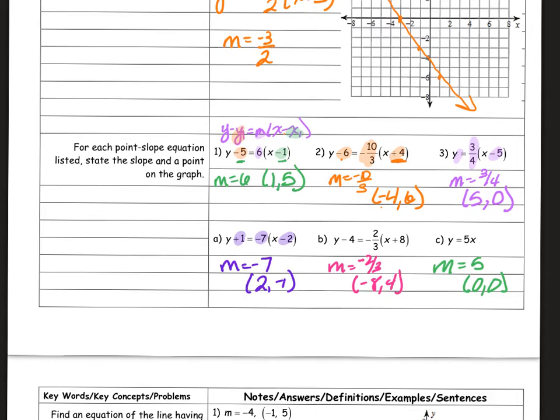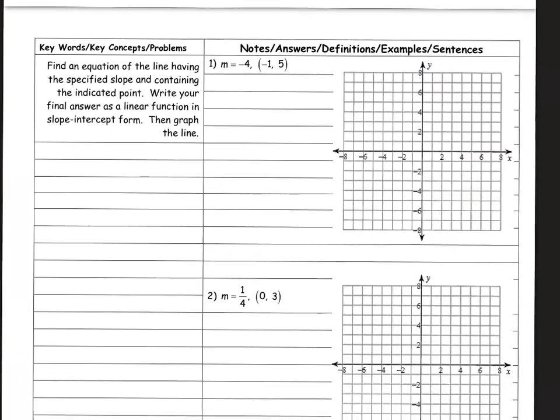Good job, you guys. Okay, so now we're going to go on to this section here. Let's see what it says. Find an equation of a line having the specified slope and containing the indicated point. Write your final answer as a linear function in slope-intercept form, then graph the line. Okay, so we're going to write it in slope-intercept form, but they give me a point and a slope, which means I'm going to write it in point-slope form first. So y minus y1 equals m times x minus x1.